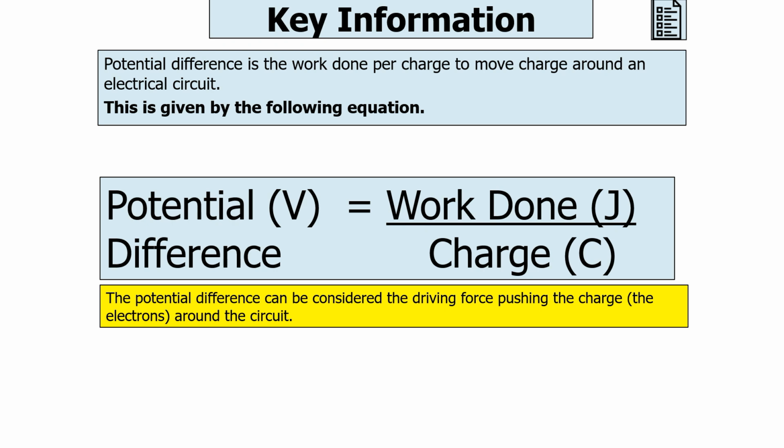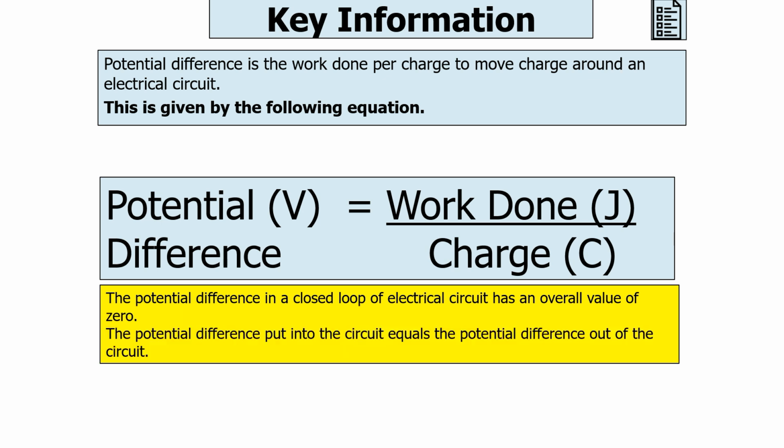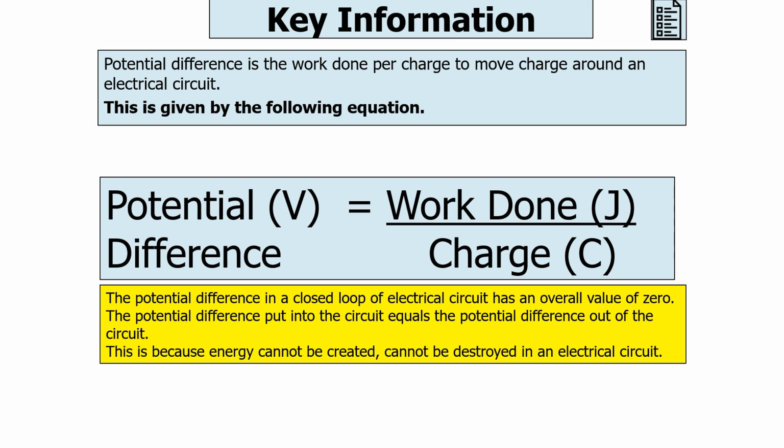The potential difference can be considered the driving force pushing the charge, the electrons, around the circuit. The potential difference in a closed loop of electrical circuit has an overall value of 0. The potential difference put into the circuit equals the potential difference out of the circuit. This is because energy cannot be created, energy cannot be destroyed in an electrical circuit.